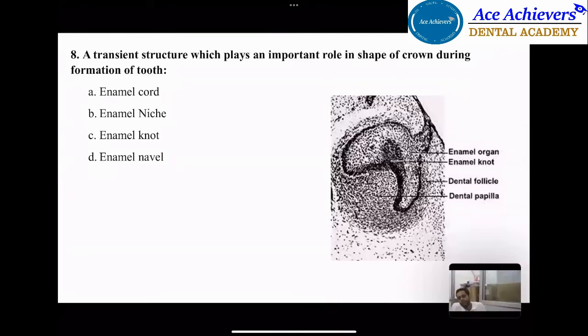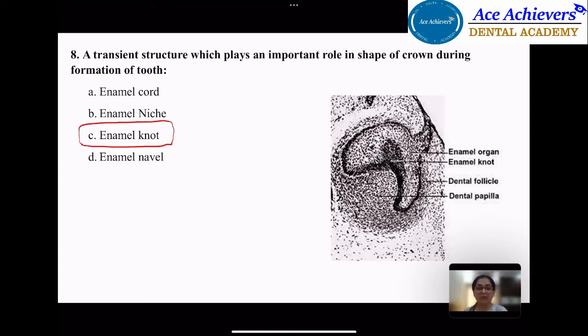A transient structure which plays an important role in the shape of the crown during formation of the tooth. So remember, a transient structure is something which comes for a very brief period of time. Here we are talking about the stages of tooth development: the bud stage, the cap stage, the bell stage. In between, there is a transient structure which comes and goes. So we will start with the correct answer first. You have to remember that it is the enamel knot.